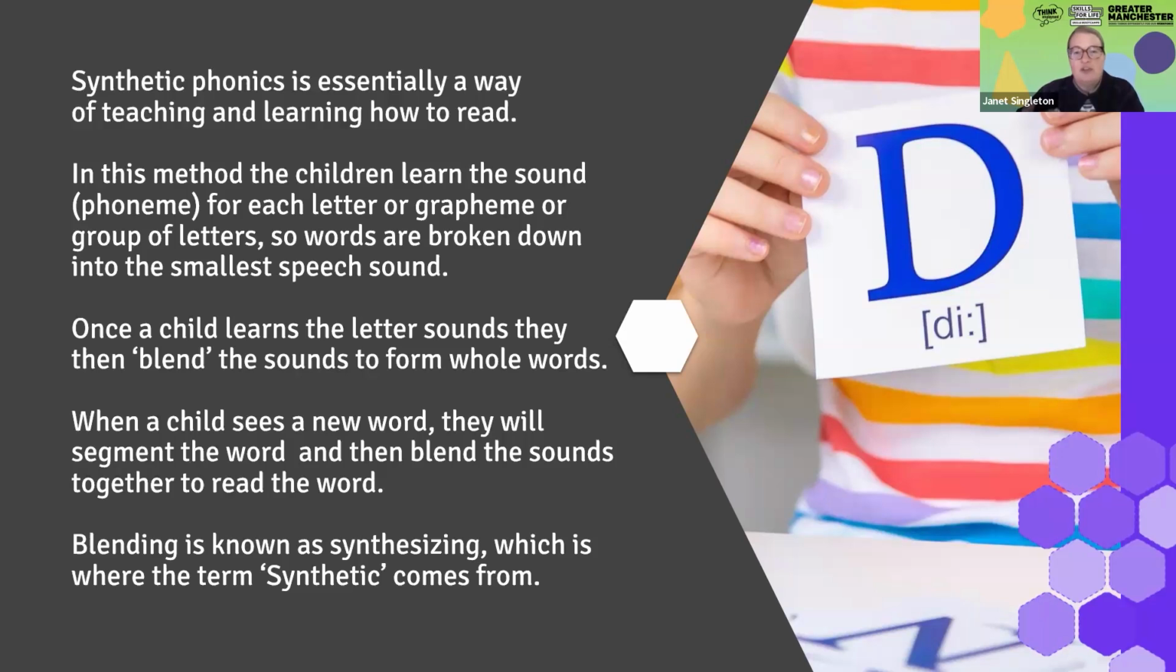In this method, the children learn the sound, the phoneme, for each letter or grapheme or group of letters. So words are broken down into the smallest speech sound. Once a child learns the letter sounds, they can then blend the sounds to form whole words. With this technique, when a child sees a new word, they're able to segment it and then blend the sounds together to read the word.